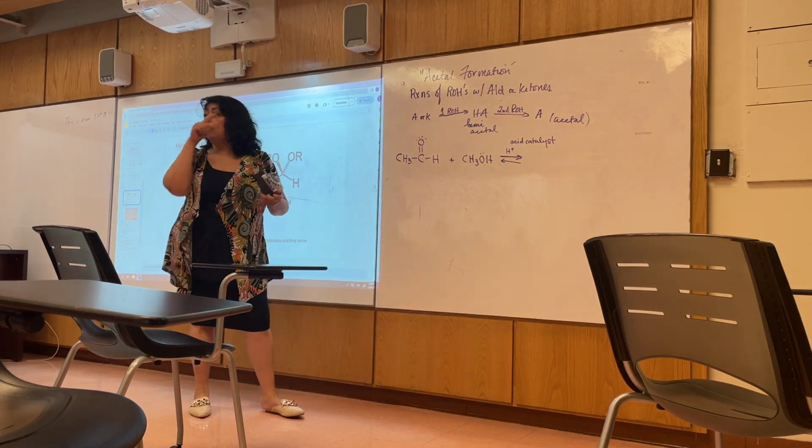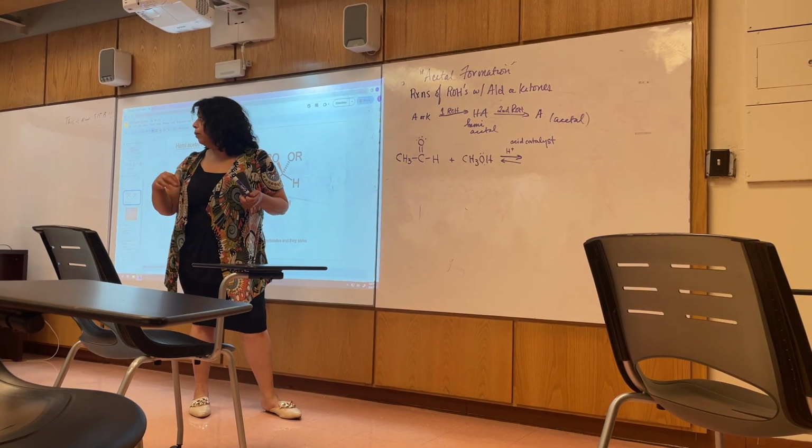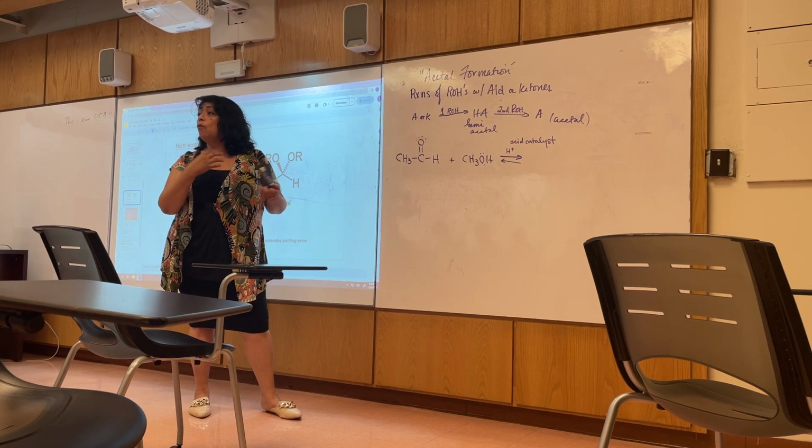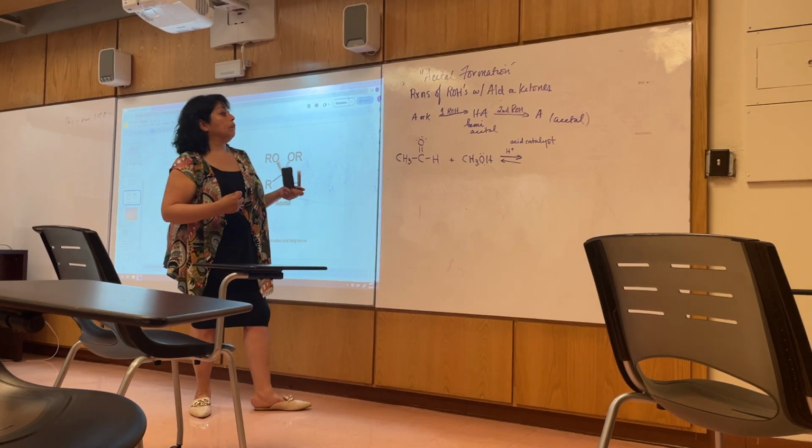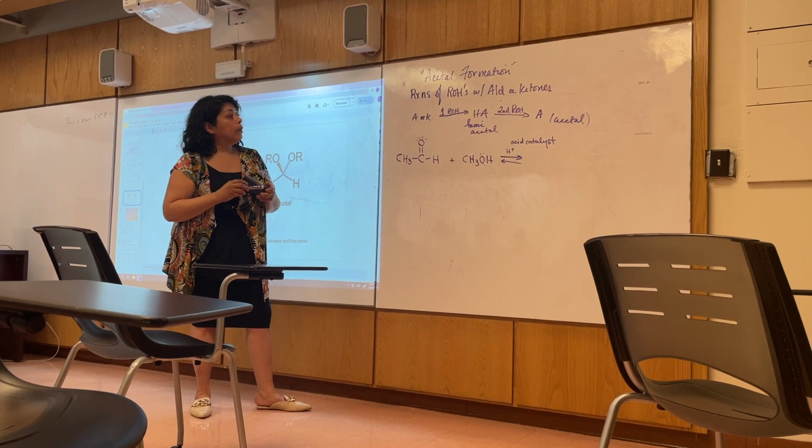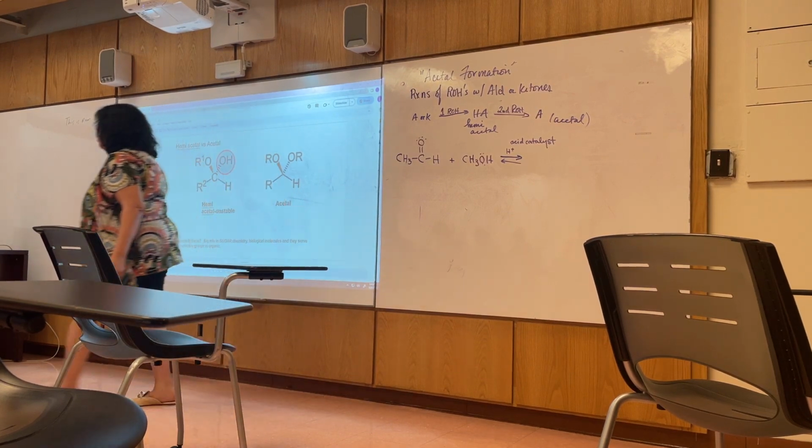Now you notice I use the arrows forward and back. These are equilibrium reactions. That means that we can go forward or backwards. Okay, all right, so let's take a look.